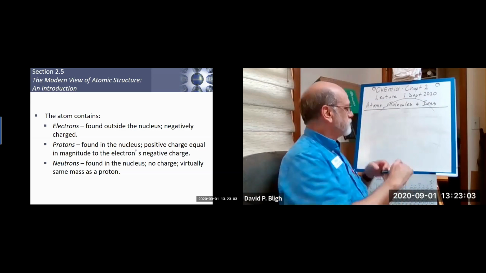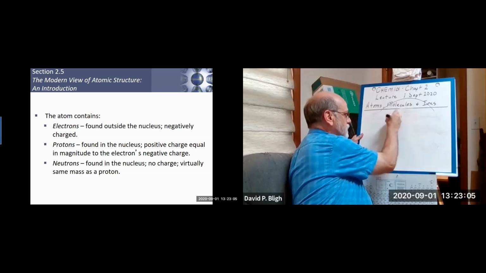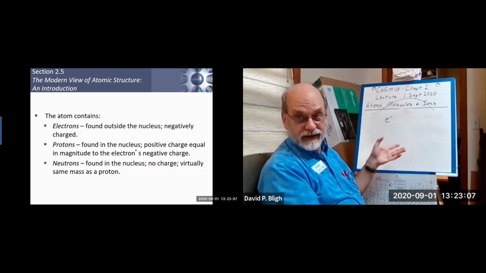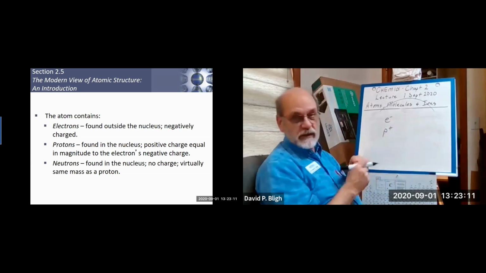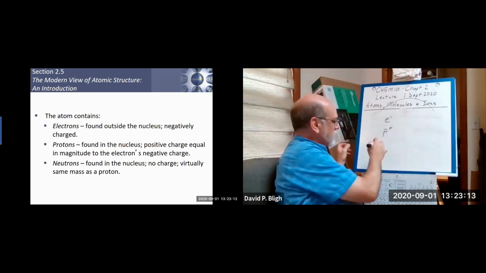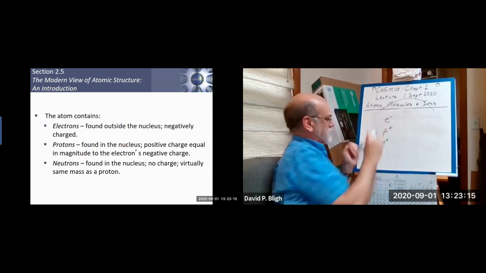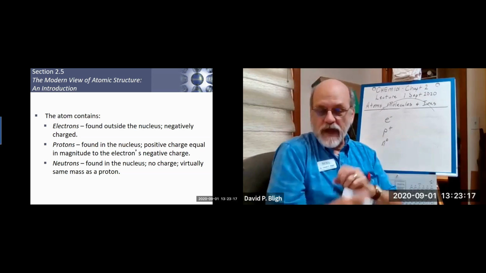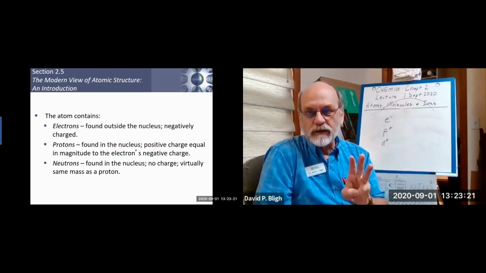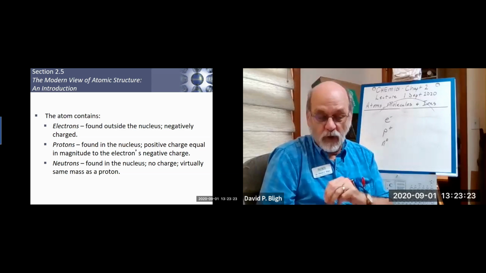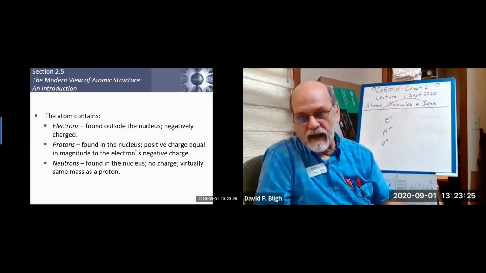So now we have electrons. So we identify an electron. Then we have protons. There's a symbol for the proton. And we have neutrons. Okay? So we have those three subatomic particles that are used to build an atom of any element.